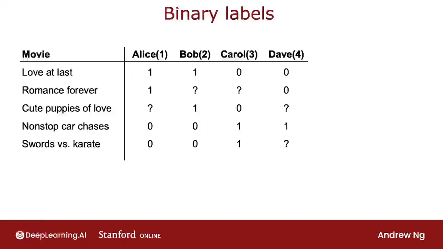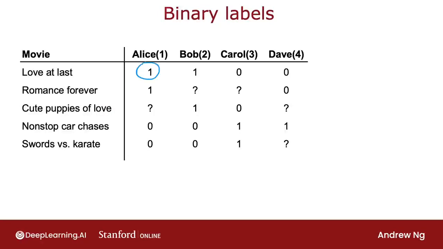The process we'll use to generalize the algorithm will be very much reminiscent of how we had gone from linear regression to logistic regression, from predicting numbers to predicting a binary label, back in course 1. Let's take a look. Here's an example of a collaborative filtering dataset with binary labels.